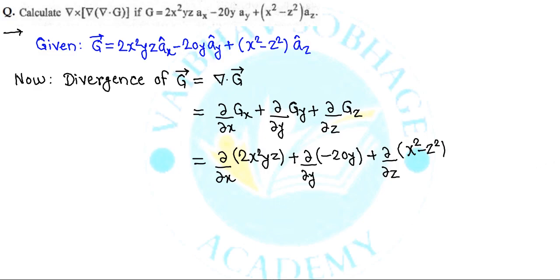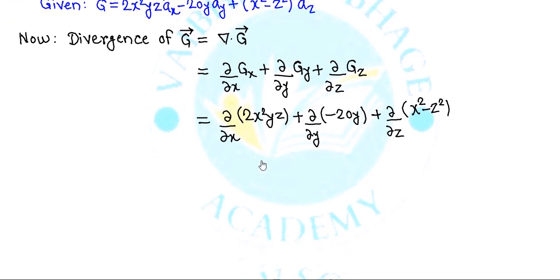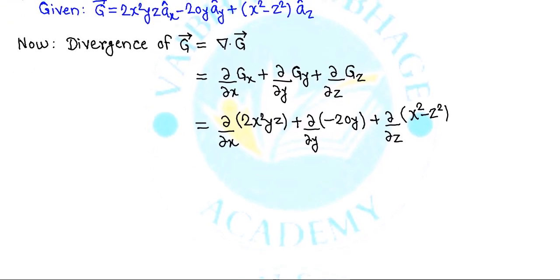Okay, now we are going to differentiate that with respect to x, y and z. So what is the differentiation of your very first bracket with respect to x? This 2 will be as it is, and for this x square, the x derivative of x square is 2x.